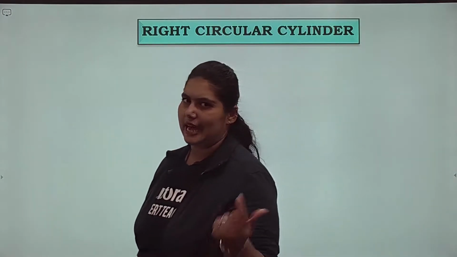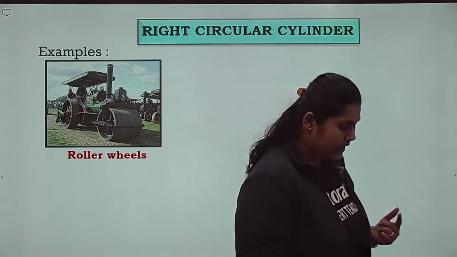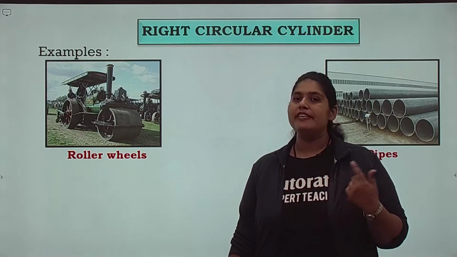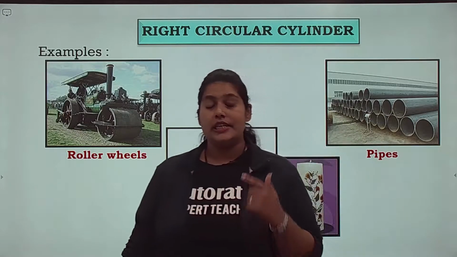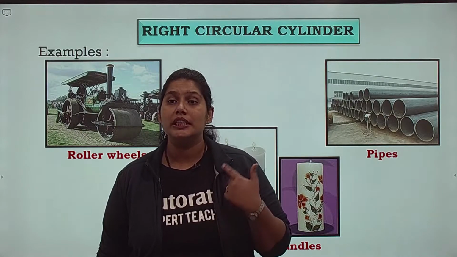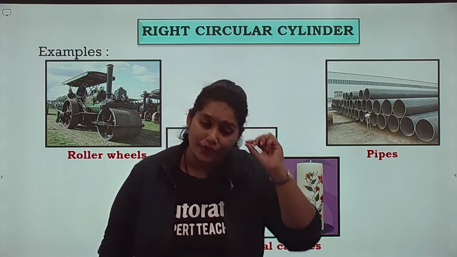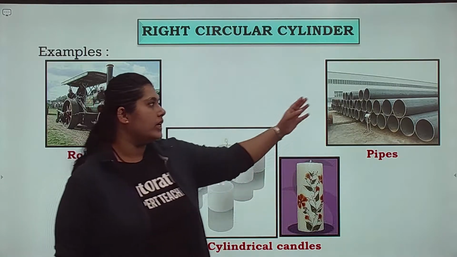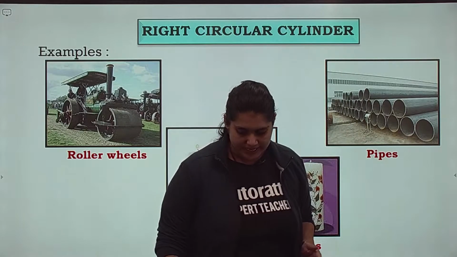Let us see a few examples in real life. If I take this roller, right? The wheels of this roller are circular. If I see the pipes, they are circular, candles are circular, isn't it? They are actually circular cylinders, or rather, they are right circular cylinders. That means the height of these objects is perpendicular to the base. They can stand erect. Okay?